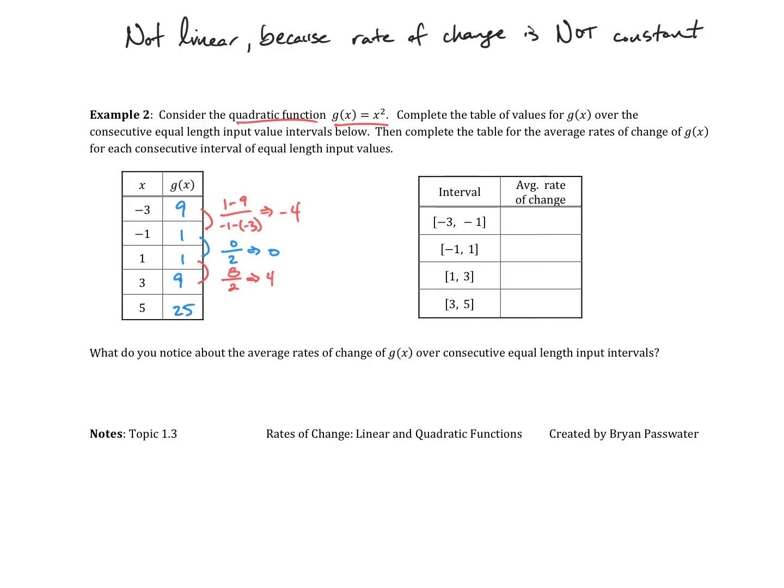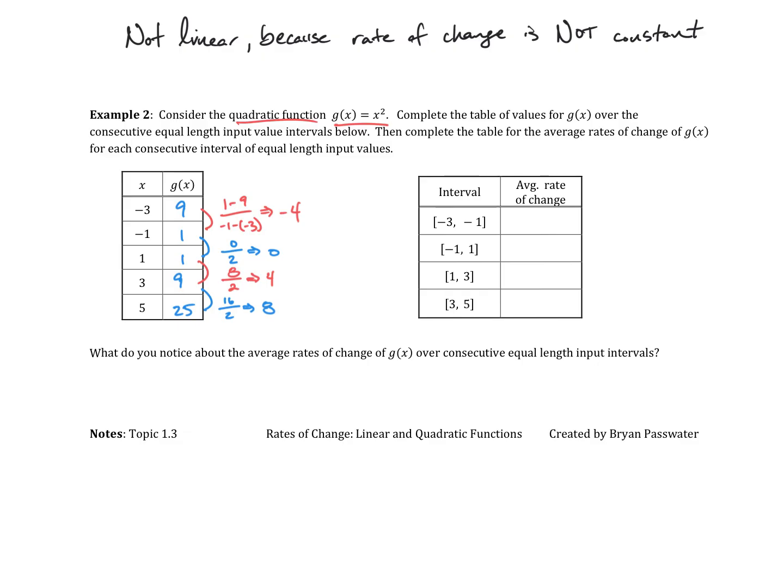This is good. All right. And so now let's keep going. So now if we go from 9 to 25, what's my change in y, or g of x in this case? 16 over how much? 2. And so what do I get there? I get 8. So the average rate of change, or my slope, is 8 there.